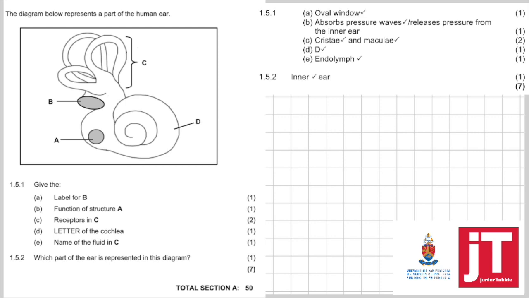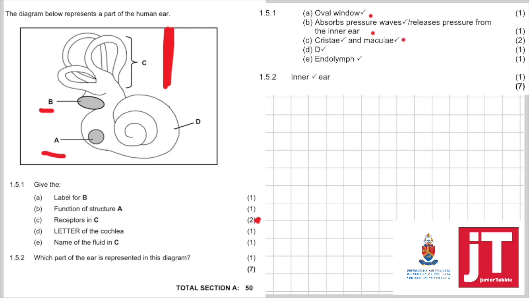1.5. The diagram below represents a part of the human ear. 1.5.1. Give the label for B. So what's B? Can you see B, the shape of that, the structure? It's more oval and A is round. So B is obviously the oval window. Give the function of part A, which is the round window. You can see it's round, absorbs pressure waves or releases pressure from the inner ear. Give the receptors in part C, that's in the semicircular canals and the vestibule, and it's for 2 marks. So that's how you know it must be both of them, the cristae and the macula.